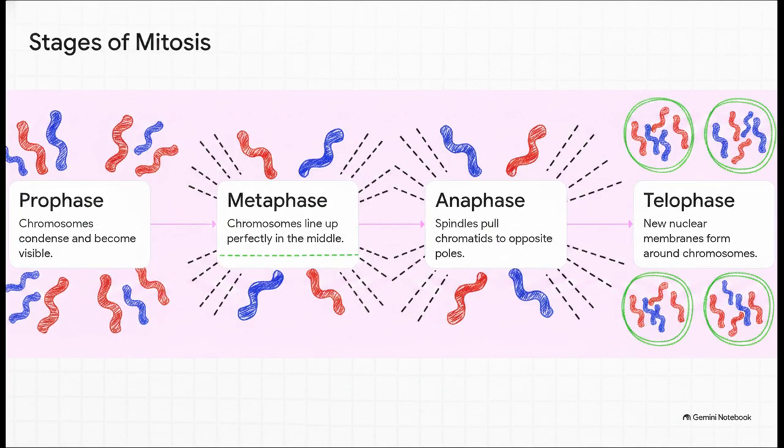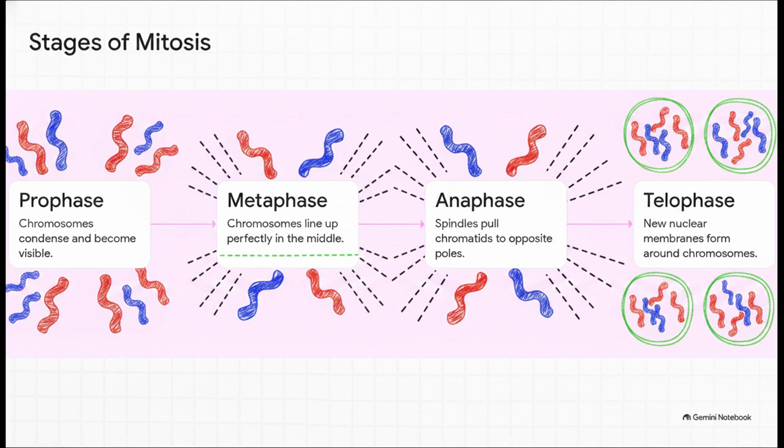Let's zoom in on that second step, mitosis. We can break this down into 4 highly energetic substages. A great way to remember them is just thinking of the letters PMAT. First is prophase, where the chromosomes condense and suddenly become visible. Next is metaphase, where all those chromosomes line up perfectly right down the middle of the cell. Then we have anaphase.